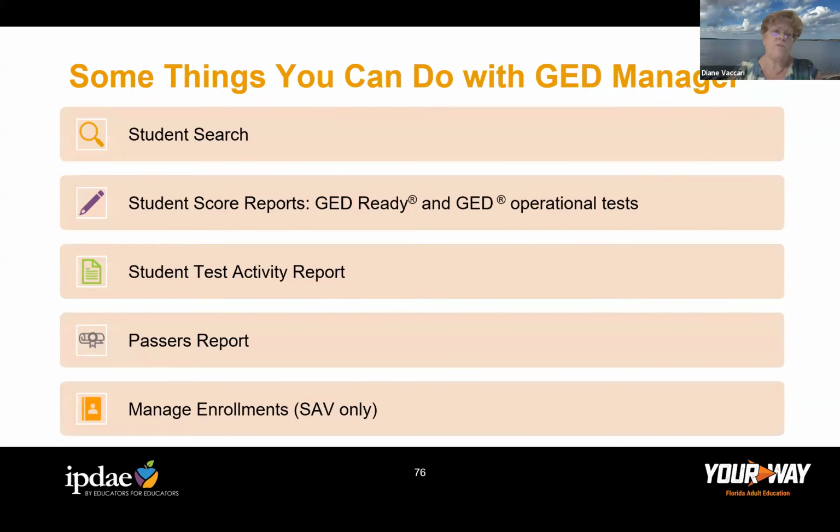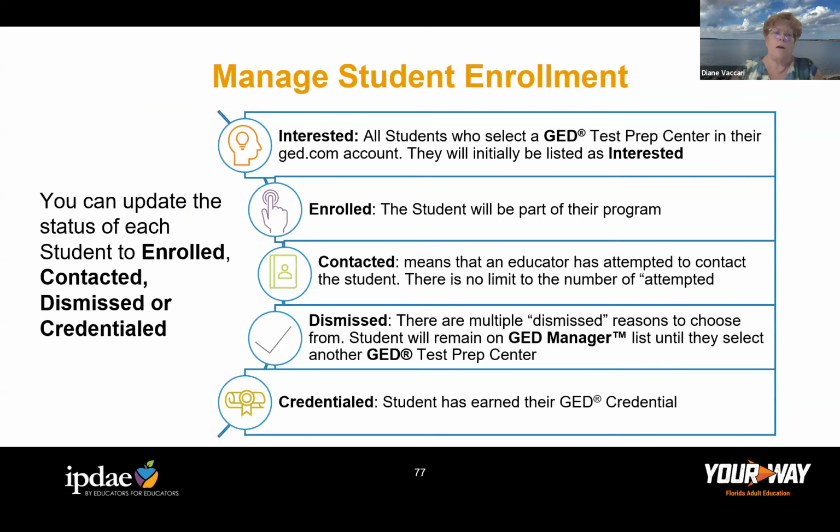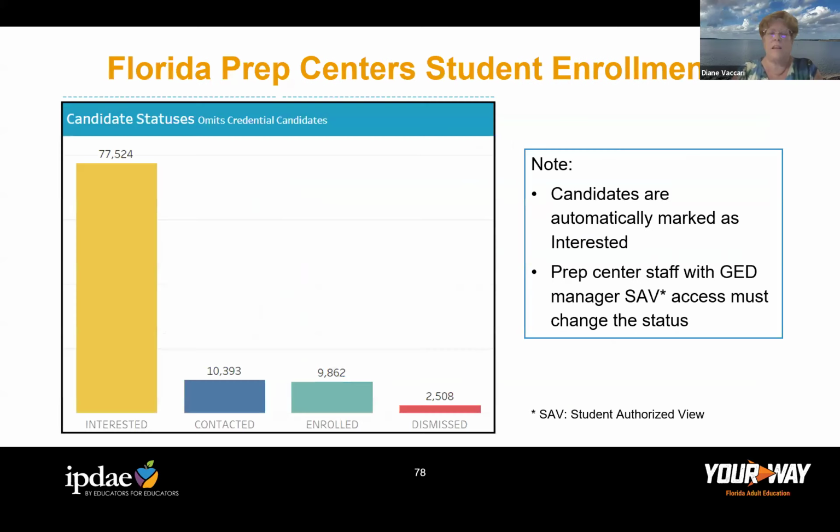These are some of the things that you can do with GED Manager. You can see score reports, look at a student test activity report, passers report, and you can also see a list of those individuals who are interested in attending your prep center. And this is how you can use that. You can mark them as enrolled or contacted, dismissed or credentialed. I have a whole other slide deck about this, and I have a link to it in here for you if you're interested in the details for GED Manager.